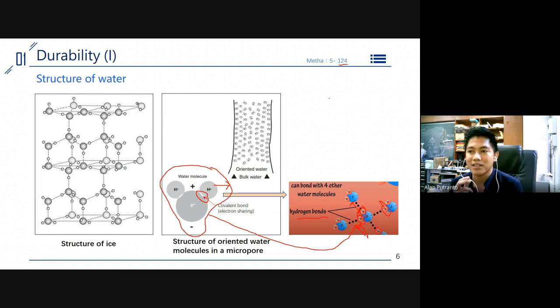So let me try to simplify my explanation. From these two kinds of structure, the left one is the structure of ice, this is the first structure, and this is the second structure. Let's say this one is for normal water, and this one is for ice. Which one has a higher impact on our structure? Let's say we have a concrete structure, and we have two kinds of water: water and ice. Which one is more damaging to our structure? Can you get my point?